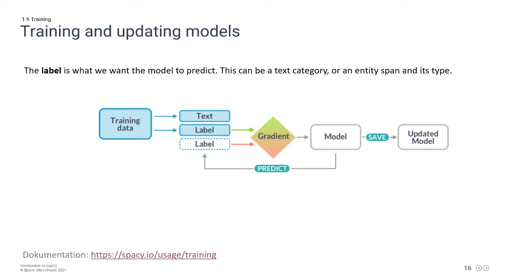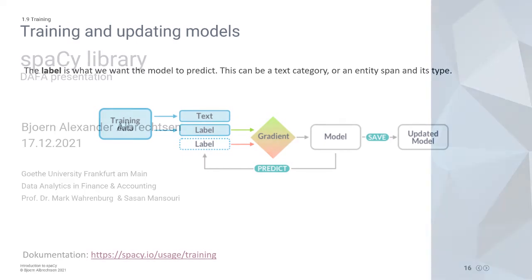So we would have the training data that contains the examples we want to update the model with. The text should be a sentence, paragraph, or a longer document, and for the best results, it should be similar to what the model will see at runtime. The label is what we want the model to predict. This can be a text category or an entity span and its type. The gradient is how we should change the model to reduce the current error. It's computed when we compare the predicted label to the true label. After training, we can then save it out as an updated model and use it in our application.